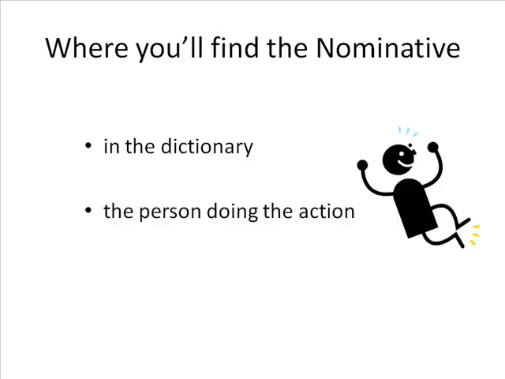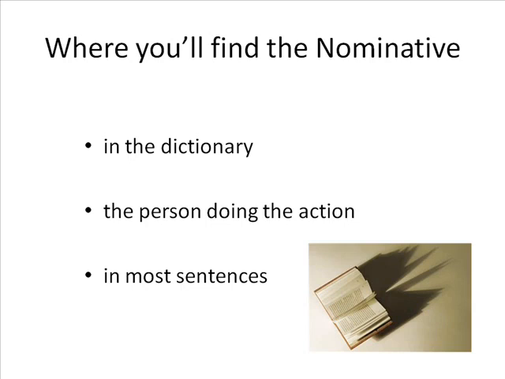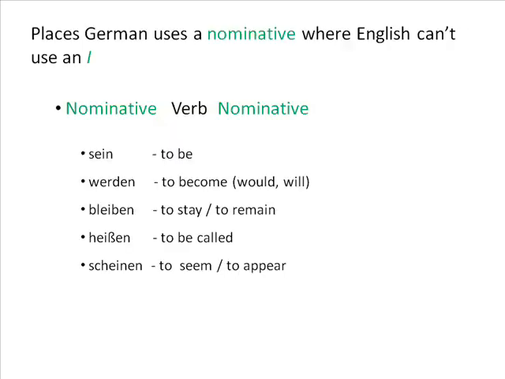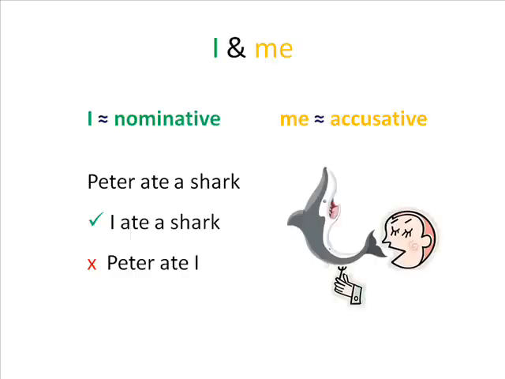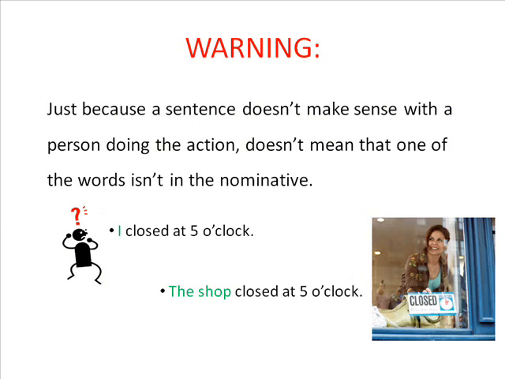The nominative case is the case that the person doing the action will appear in. It's also the case you'll find in a dictionary. You'll find a nominative in most sentences. Mostly there'll only be one nominative per verb, but the verbs sein, to be, bleiben, to stay, werden, to become, heißen, to be called, and scheinen, to seem, all take a nominative on both sides of the verb. It can sometimes help you to work out which noun or pronoun is the nominative if you try swapping it with the English word I. However, be warned, this is only a rough rule of thumb and won't work for every nominative.